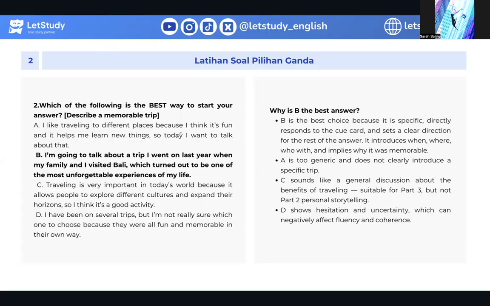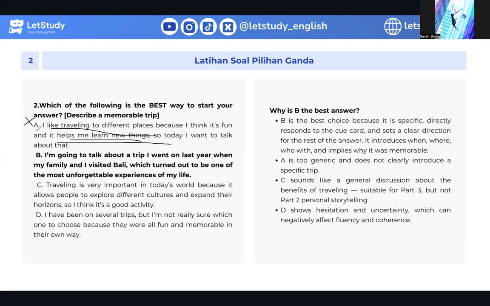Now, A isn't a bad way to start your answer, tapi terlalu generic dan nggak terlalu introduce a specific trip. It starts with "I like traveling to different places because I think it's fun and help me learn new things." It's terlalu general. Jadi nggak terlalu membicarakan tentang a memorable trip.